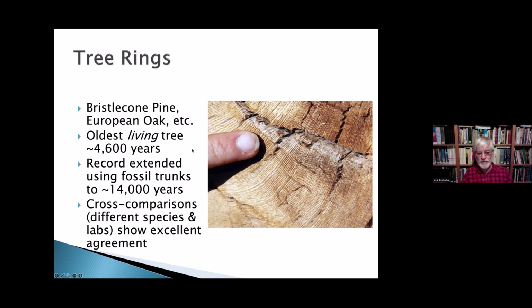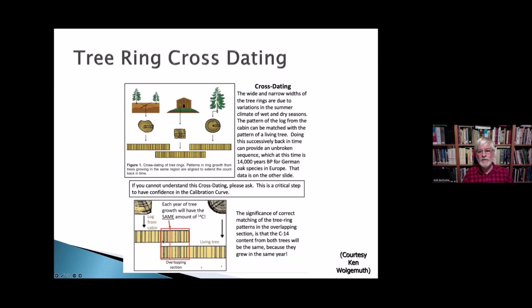The oldest living tree is about 4,600 years old, but you can extend the record back by looking at fossilized trees, by looking at trees in old buildings, trees that you found buried in the ground, matching up the tree rings, and you can go back to about 14,000 years that way. And cross comparisons show excellent agreement.